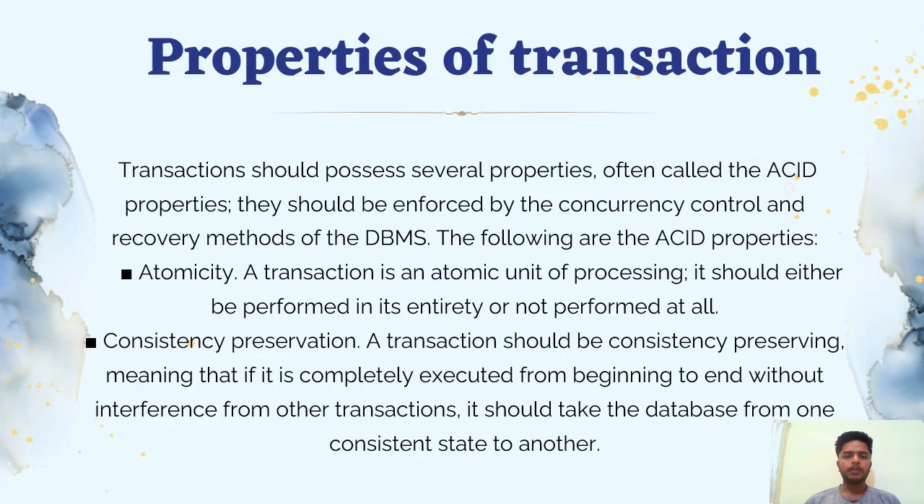Properties of transaction. Transactions should possess several properties, often called the ACID properties. They should be enforced by the concurrency control and recovery methods of the DBMS. The following are the ACID properties. Atomicity: a transaction is an atomic unit of processing. It should either be performed in its entirety or not performed at all.